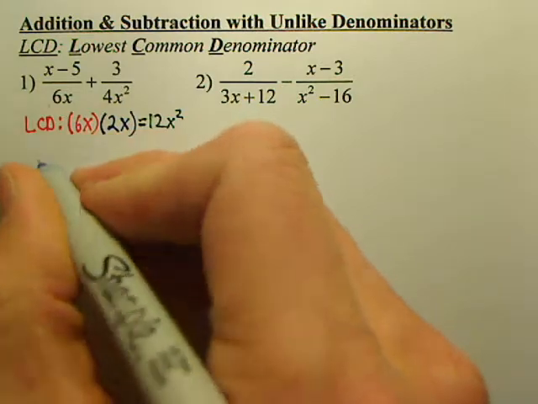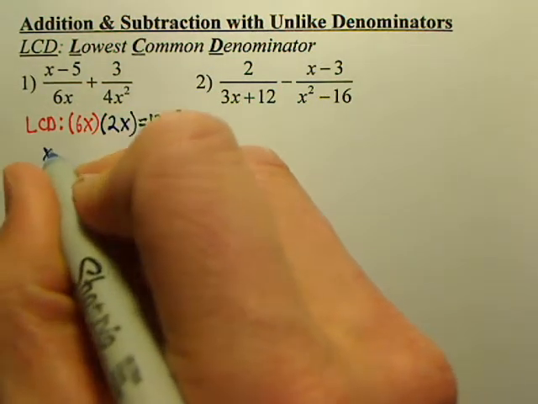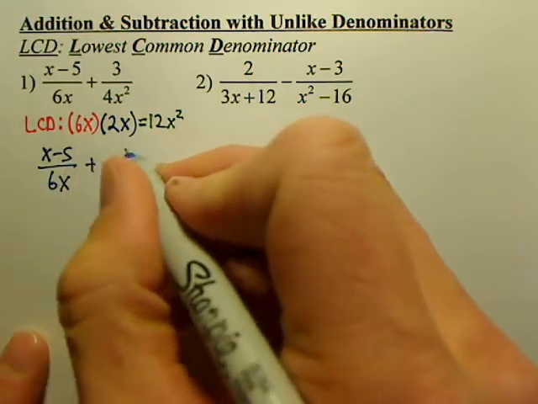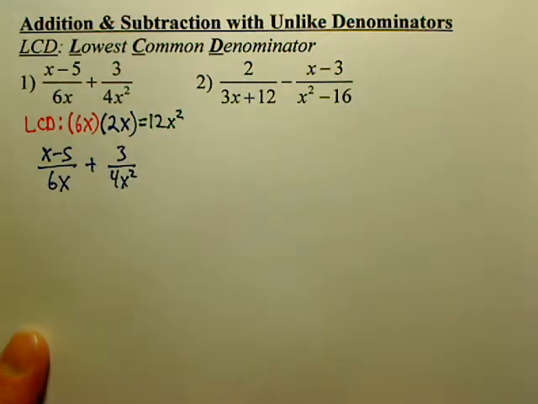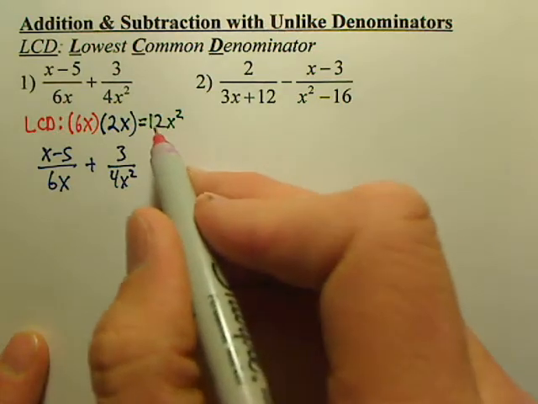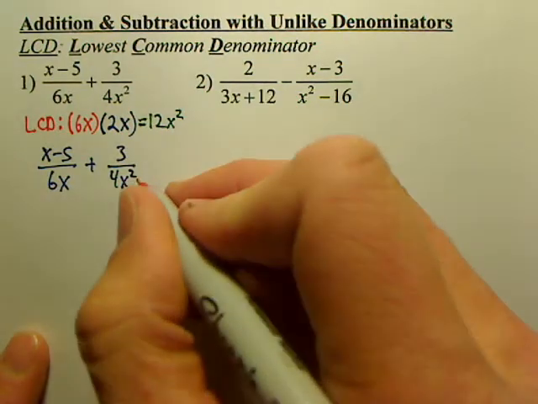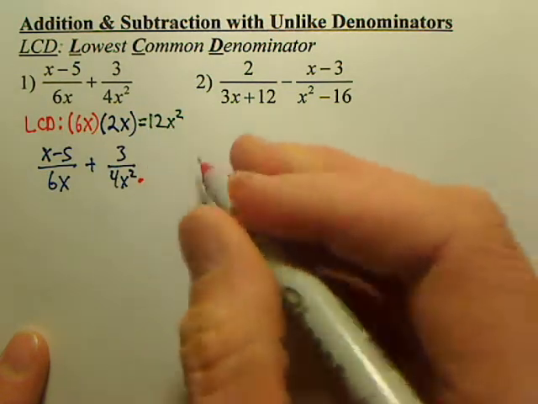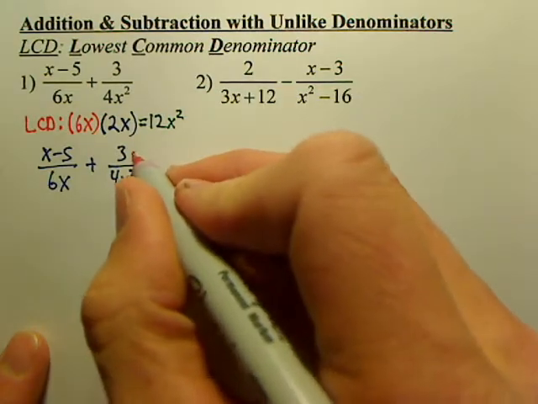Let me show you how this works. We're going to rewrite this problem. So I'm going to write x minus 5 over 6x, plus 3 over 4x squared. Now I want to create common denominators. I want both bottoms to be 12x squared, because we decided that is the lowest possible common denominator. So what do I need to multiply this by to make it 12x squared? Well, hopefully you notice 3. And you do that top and bottom.